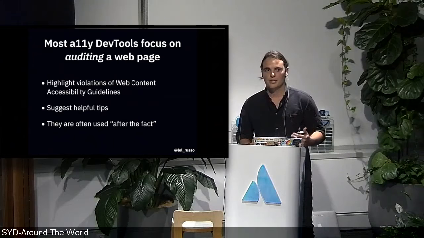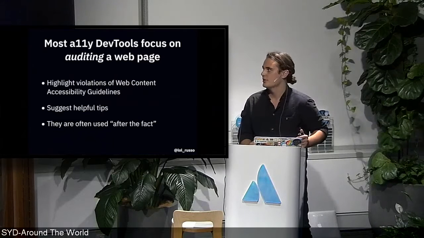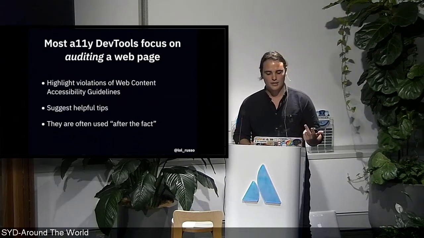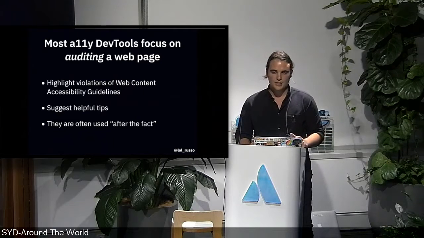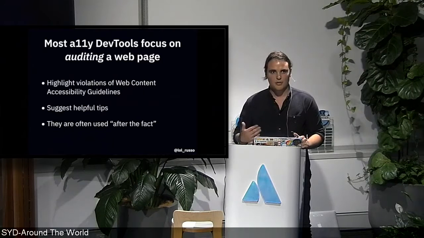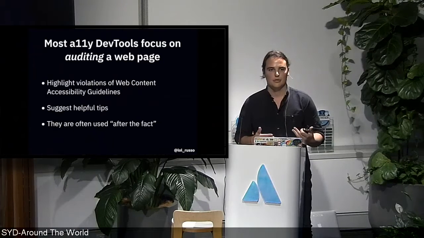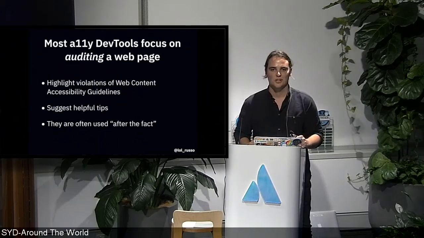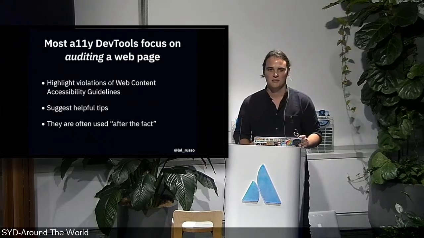Now, there are already accessibility-focused dev tools. Most of them are focused on auditing a web page, so they're amazing. They highlight when you've violated a web content accessibility guideline. They suggest helpful tips, and they really help when you've done the work and you're like, okay, how did I go? A lot of the time they're applied after the fact, once a web page or a site is well and truly finished, maybe months or years later.